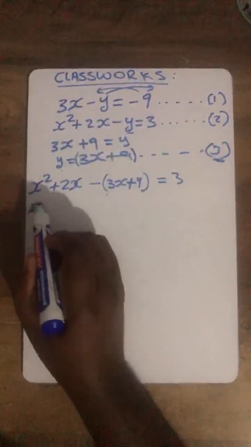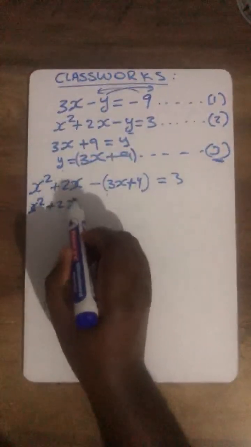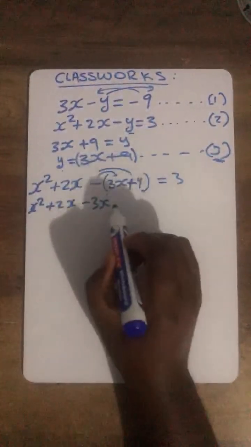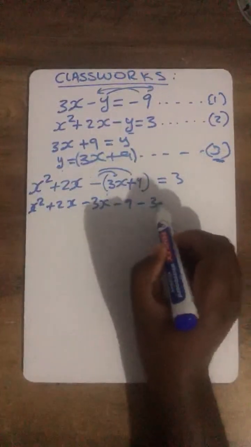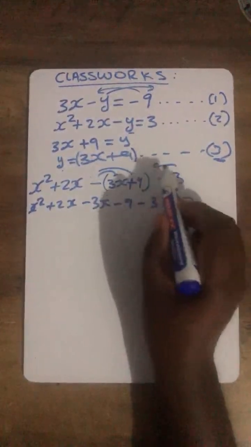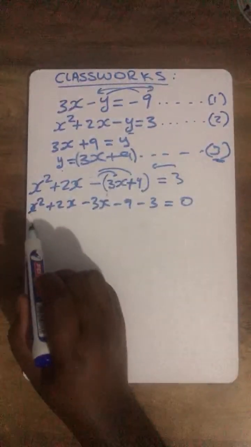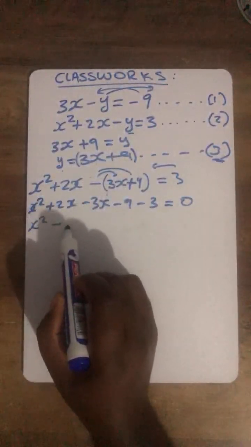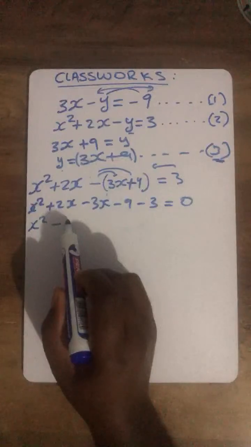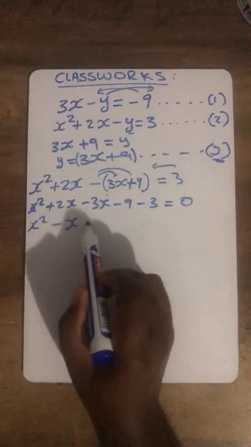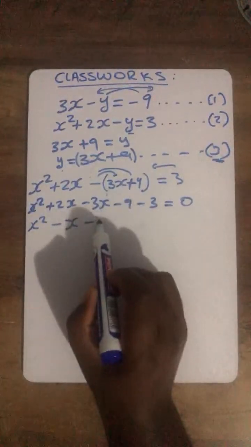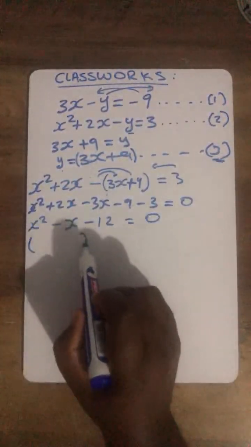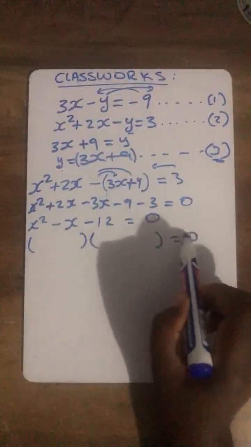So now let's continue. So that means you have x squared plus 2x. That times that becomes minus 3x. That times that becomes minus 9. And then minus 3 because you take that to the other side. So that means you have x squared. What are these two? It will definitely give you negative x, and then there you have negative 12, which is equal to 0. Then let's see if we can factorize this one.